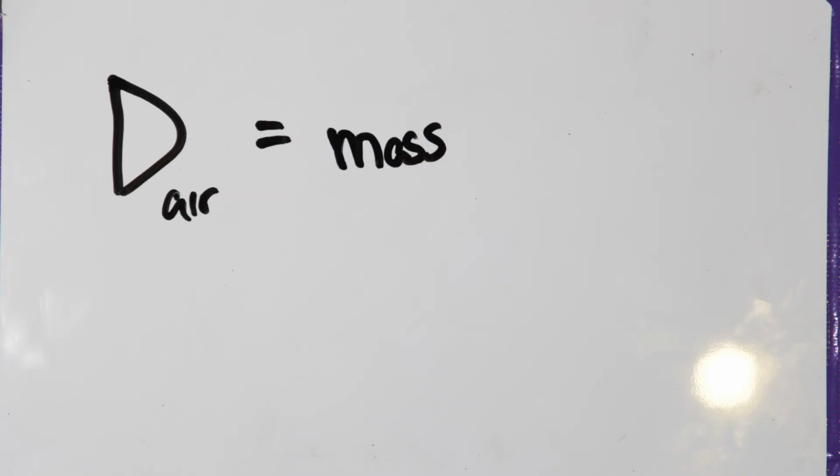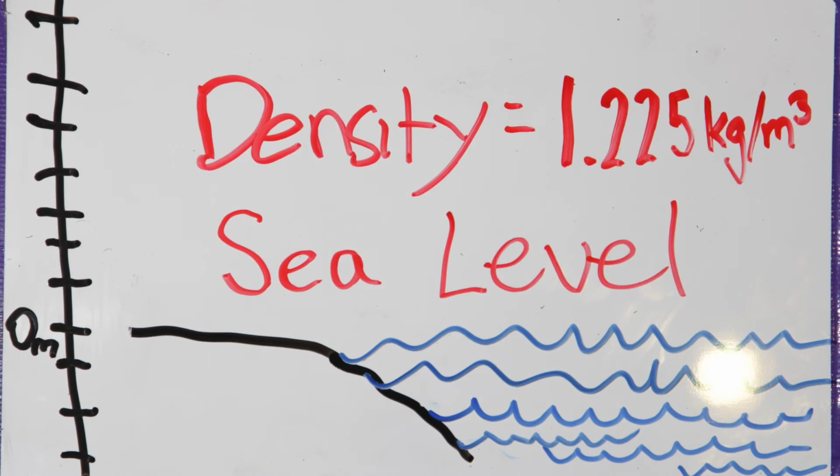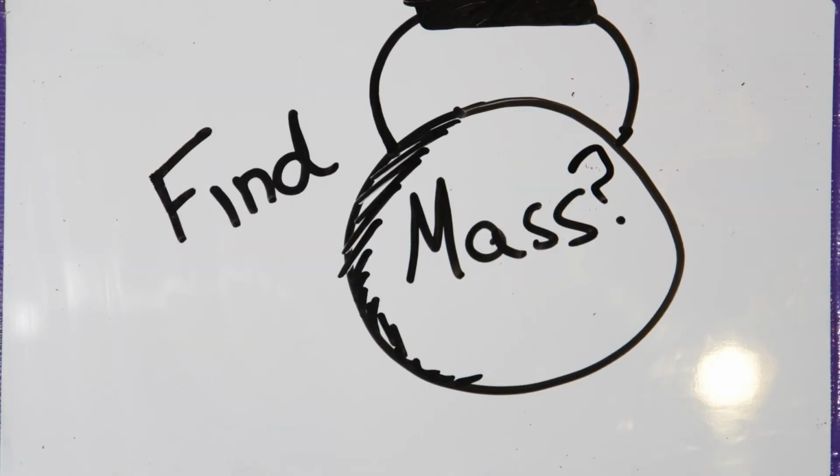Density of air equals mass of air divided by volume of air. The density of air at sea level is equal to 1.225 kilograms per meter cubed. Thus, the only needed information is the mass of air and our variable, the volume of air.